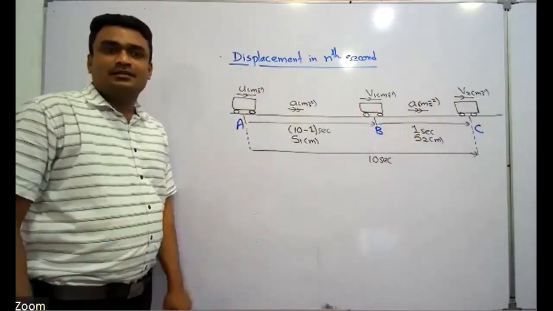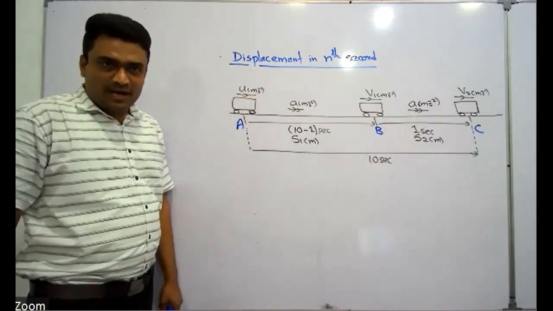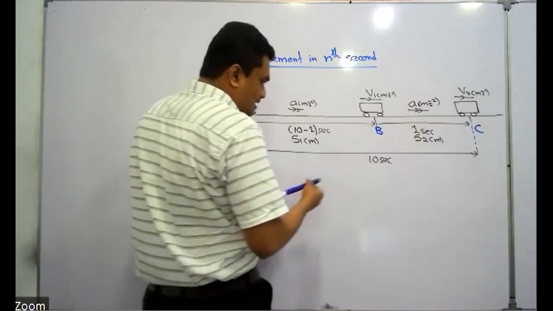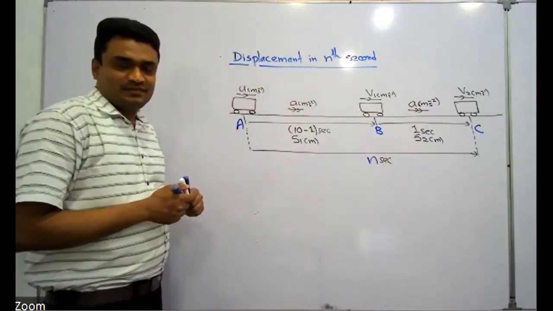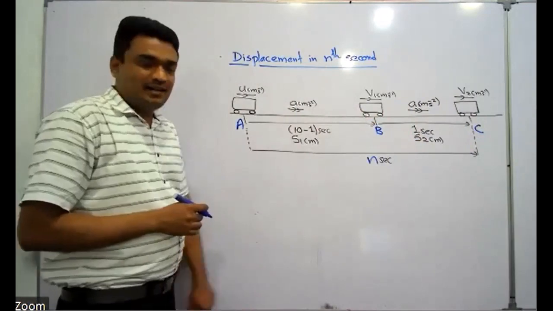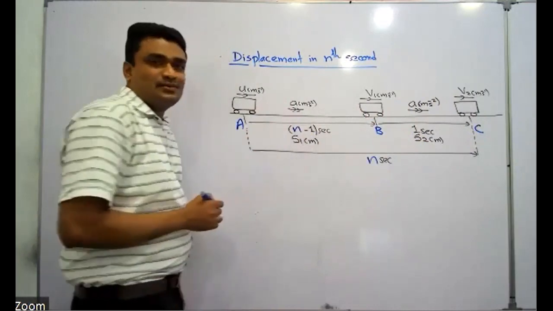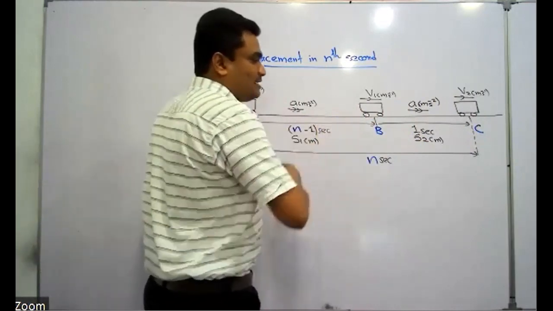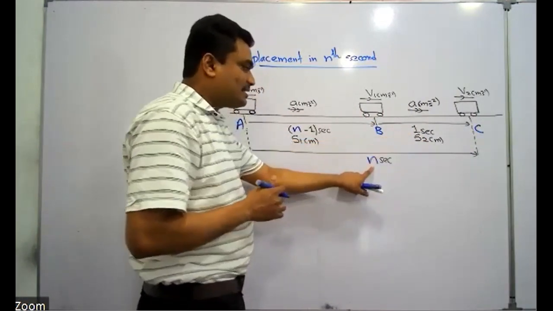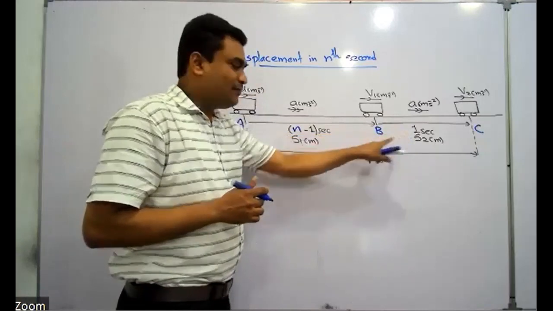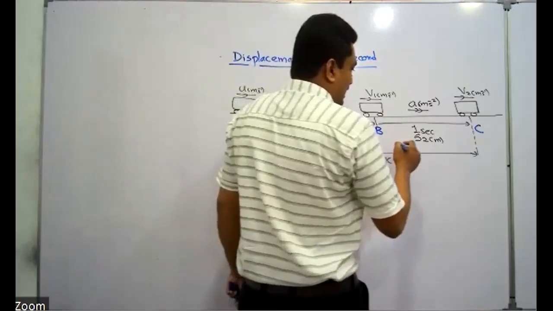Without writing 10, if I change this to n seconds, how do the other numbers change? 10 minus 1 is 9. Now 10 is n, and this is n minus 1. If this is n minus 1, this is the nth second. If n is 10, this is the 10th second. If n is 10, this is n minus 1, 10 minus 1, 9.